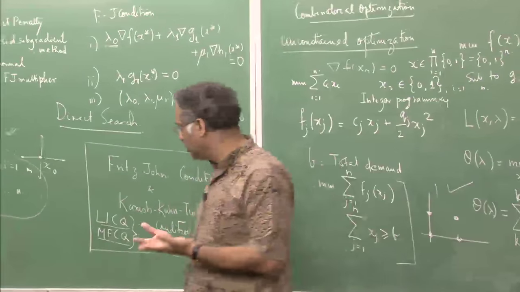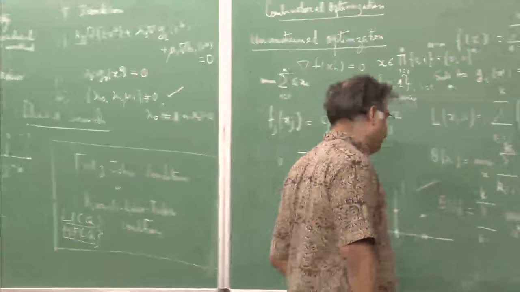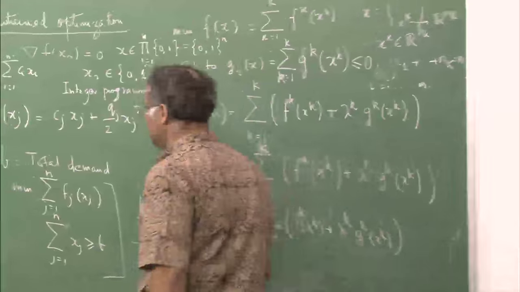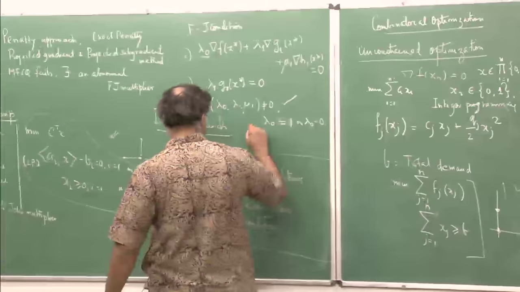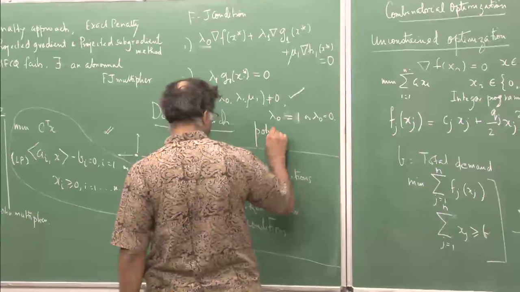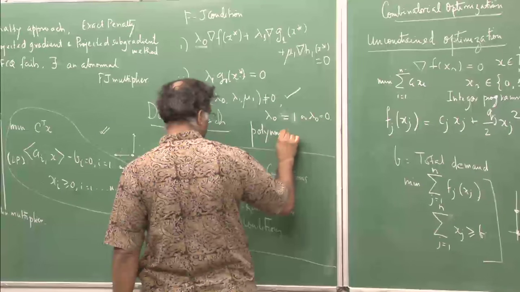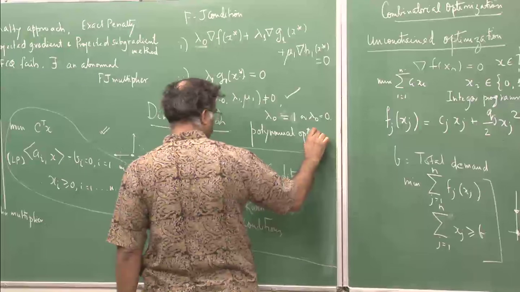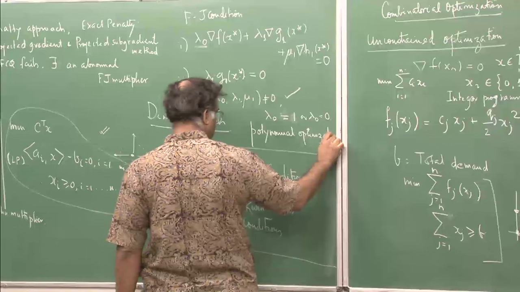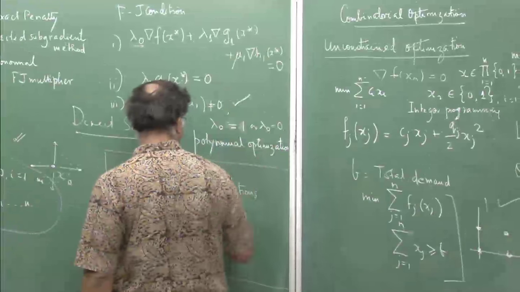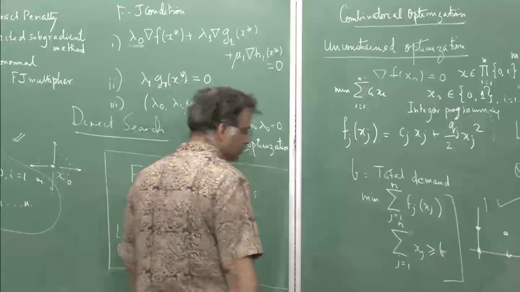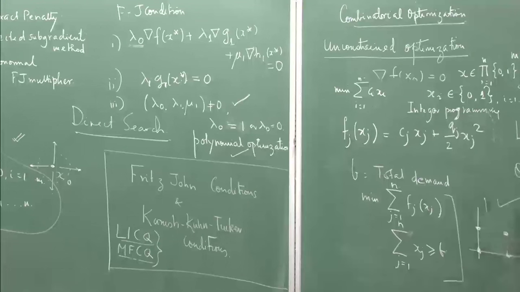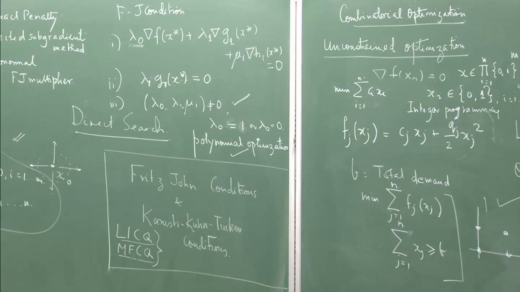There is also another important class of optimization problem, which is currently a very hot area of research, called polynomial optimization. Of course, it depends on analysis, but it also depends heavily on algebra and algebraic geometry. So, these are certain exciting things that are coming in.